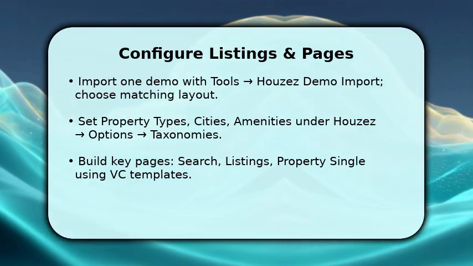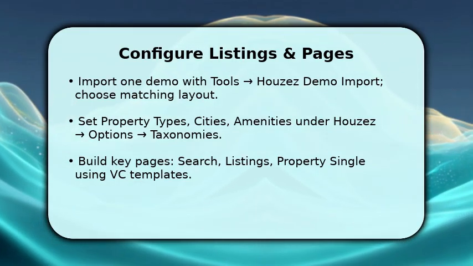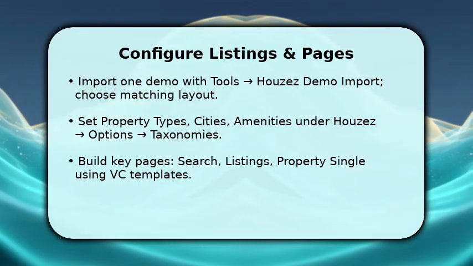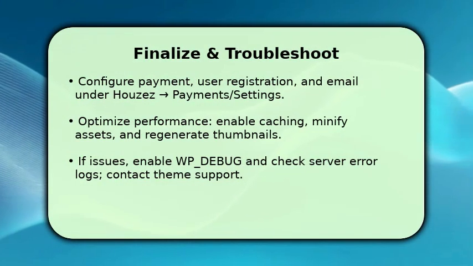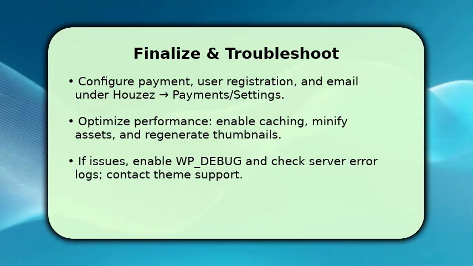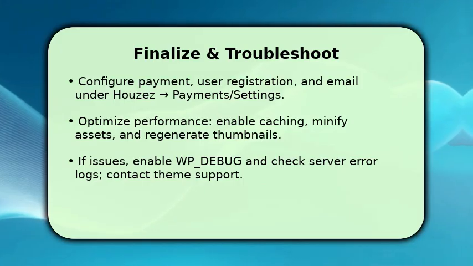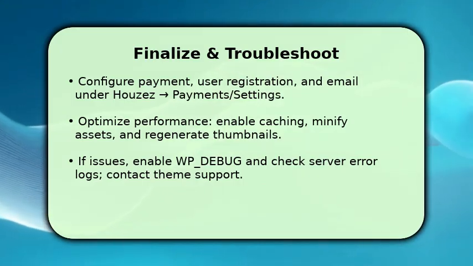You finish by wiring functionality. Configure payments, user accounts, and email templates so leads and transactions flow. Next, optimize for speed. Enable caching, minify CSS/JS, and regenerate thumbnails to fix image sizes. Test responsiveness and cross-browser behavior.